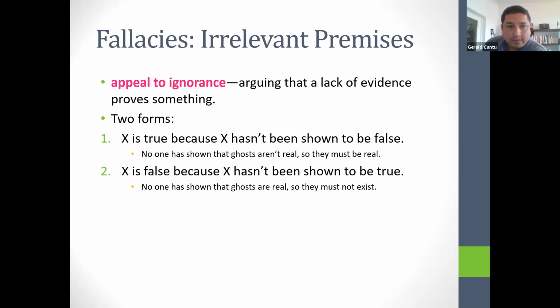Okay, appeal to ignorance is where you argue that something is either true or false because you don't have evidence either way, right? There's a lack of evidence. So this slogan should be kept in mind here.